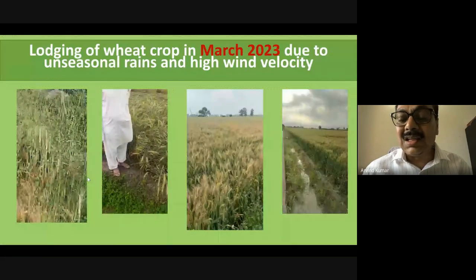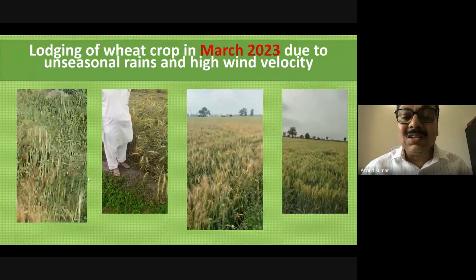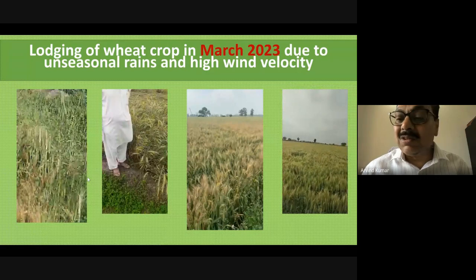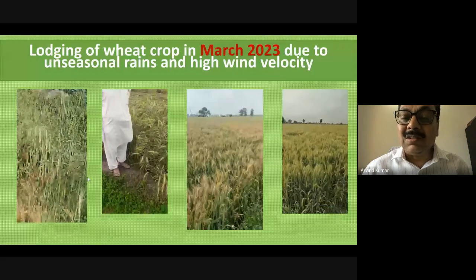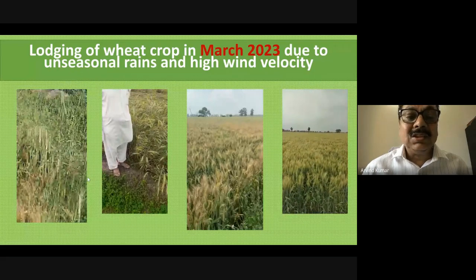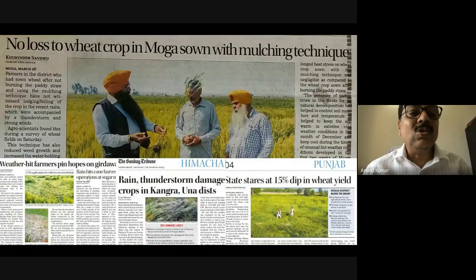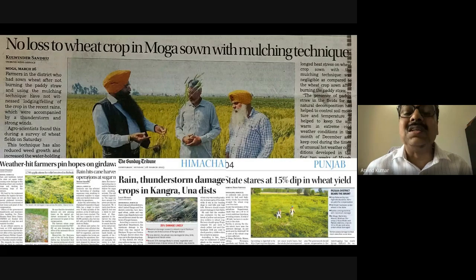He has said that all the farmers have said... We have several videos and reports also. It says that mulching is effective and the super seeder is actually not compatible or not effective when it comes to lodging. So you see the report also: no loss to wheat crop in Moga sown with mulching technique, whereas in others you can see there are apprehensions the yield will be lesser this time because of lodging, where the happy seeder wheat is not sown through the happy seeder technology.